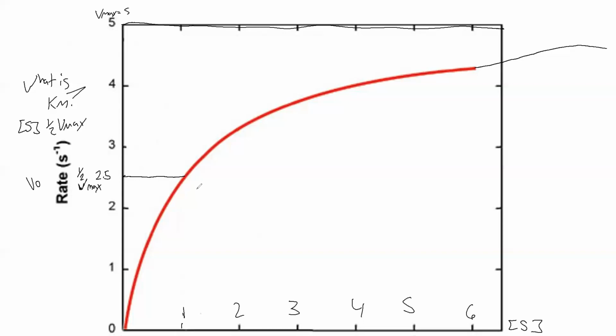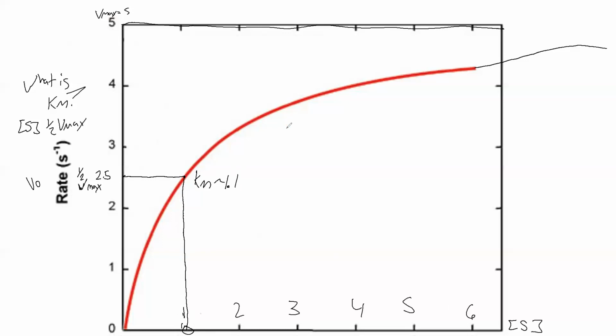You draw your line to the curve. Once you hit the curve, you do your best to draw a straight line, which I'm trying here, until you hit the x-axis. Whatever you read off the x-axis is your Michaelis constant. So for us, Km is going to be roughly 1.1. And it would have some units, but the units here are cut off.